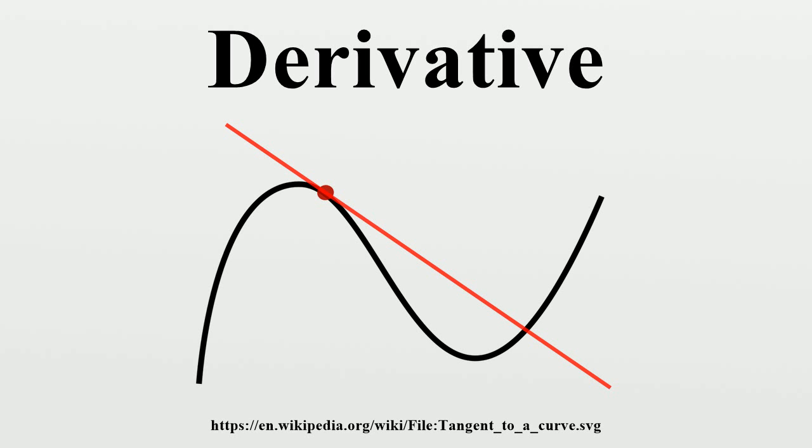In 1931, Stefan Banach proved that the set of functions that have a derivative at some point is a meager set in the space of all continuous functions. Informally, this means that hardly any continuous functions have a derivative at even one point.